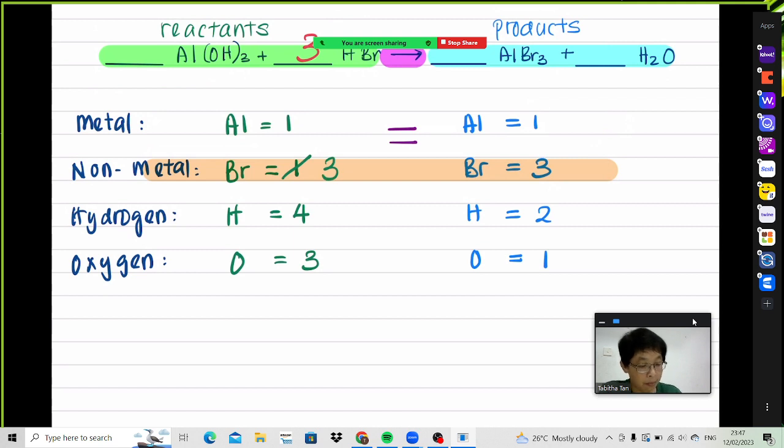Now before you move on and be overexcited about it, you always remember, the moment you change the bromine, you also change the number of hydrogen.